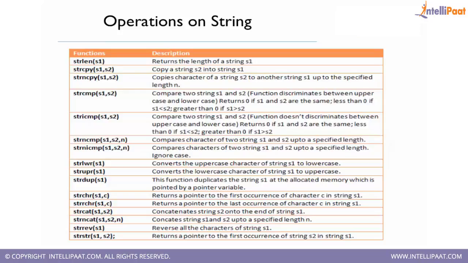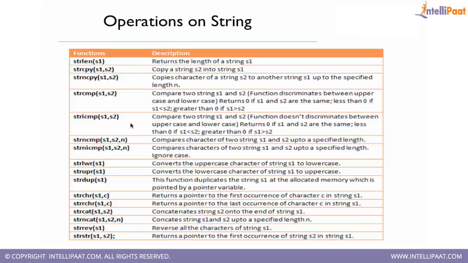Suppose a and b. If I use strcmp a b, it will give me a negative value because a comes first and b comes after a. So it will give me a negative value. If I compare strcmp b comma a, it will give me a positive value. If I compare strcmp a comma a, it will give me a value equal to 0 because both the strings are same.